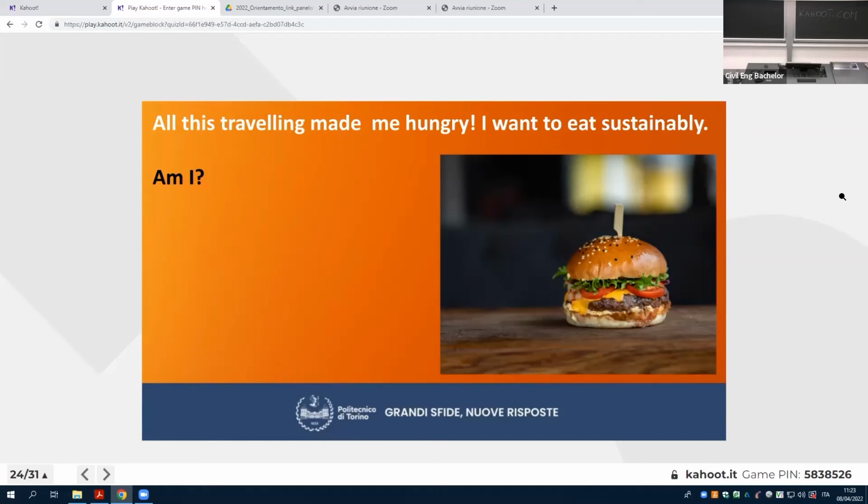So all this traveling made me hungry, but I want to eat sustainably. Have you ever heard about this word, sustainability? Sustainability is a word that in general defines a way of producing things in industry, of living that has a minimal impact on the environment. And this is the key word in the next 20, 30, 50 years, that will drive most of the jobs that are out there. Whatever you do, you have to do it sustainably. Okay, there's no way we are going to address any problem in engineering without looking at sustainability.